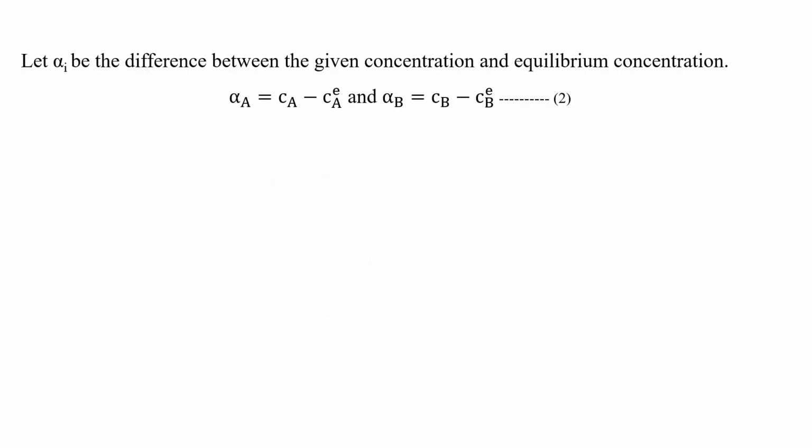Now we are going to introduce a new term, alpha. Alpha is the difference between the given concentration and the equilibrium concentration. The given concentration is represented as Ca, and the equilibrium concentration will be Cae. So the difference between them is alpha A. Alpha B will be in the same way, the difference between the concentration Cb and the equilibrium concentration Cbe.